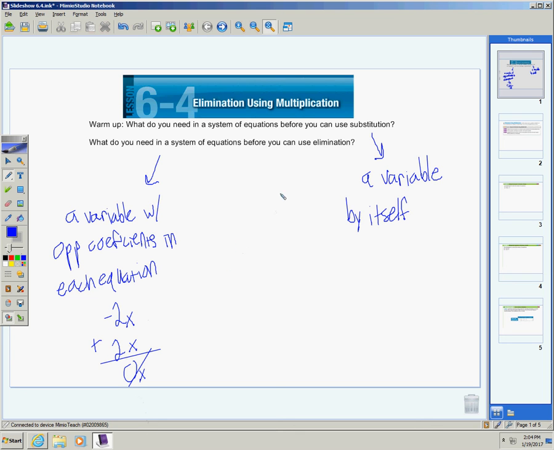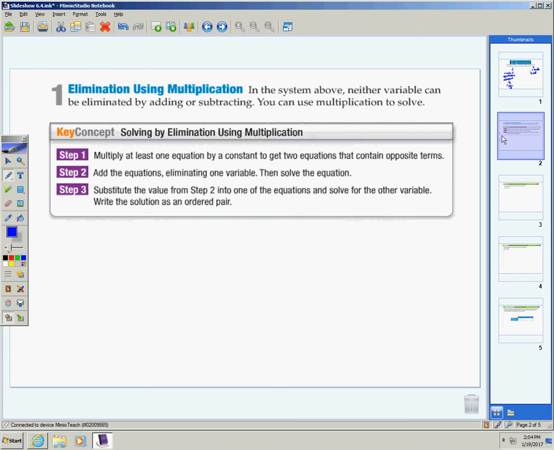And if you can remember, this is what we wanted to use for elimination, then elimination using multiplication will be pretty similar to what you already know. There's just one new step. So we're going to multiply one equation by a constant, and when I say a constant, it's just a number, to get two equations that contain opposite terms.